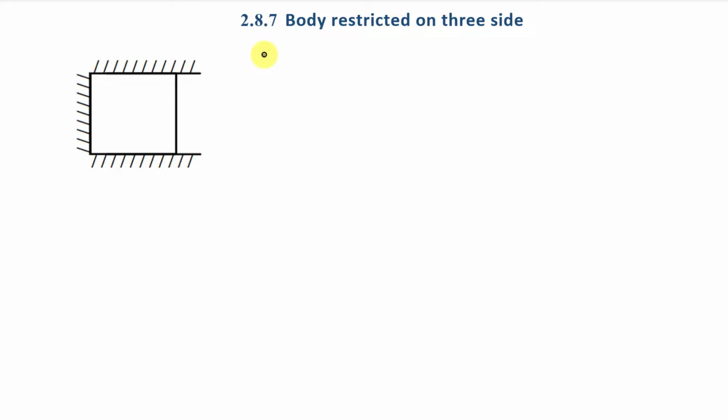Now we are going to discuss this next example, in which this body is restricted on 3 sides, and in which we are going to find the strain in this direction. We are going to take this direction as x direction and this direction as y direction. So we have to find the strain in x direction.